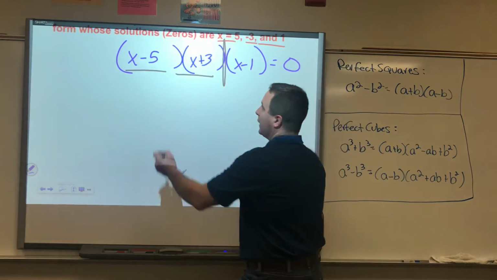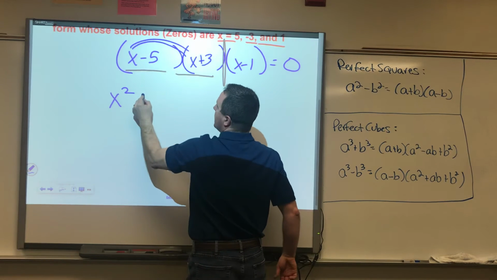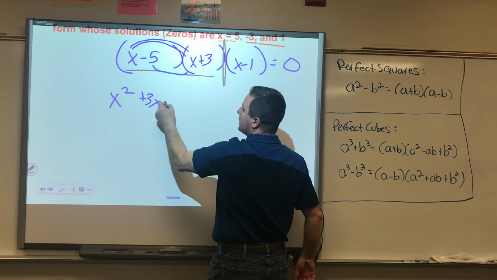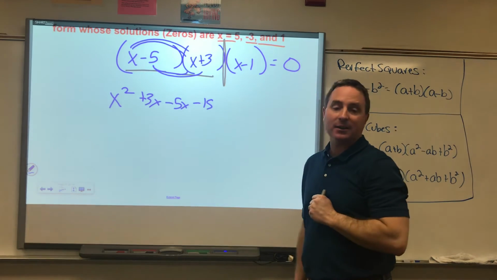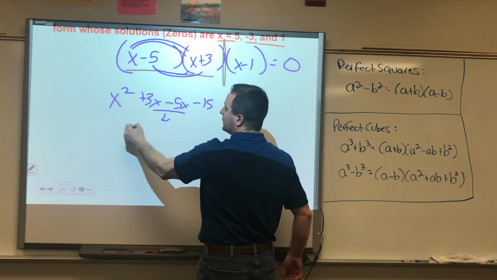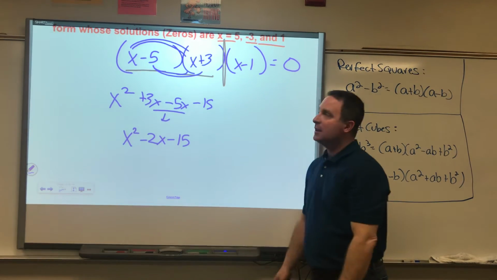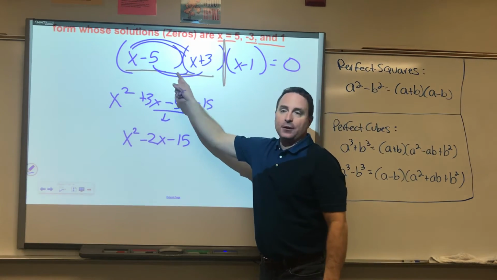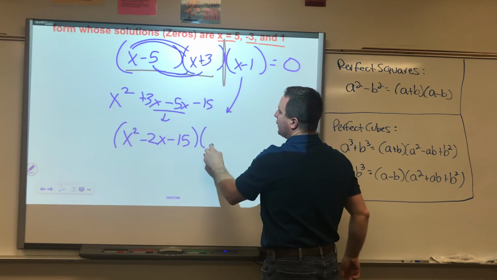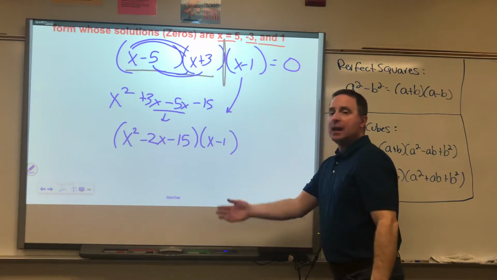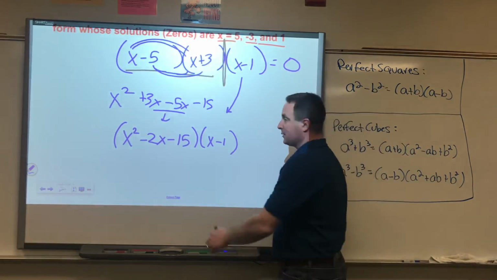If I FOIL, I'm going to get x squared plus 3x minus 5x minus 15. I'm going to do this kind of fast. If I combine my middle terms, that's x squared minus 2x minus 15. Now that's what I get when I multiply the first 2 together. I now have to take that times the third one, x minus 1, and multiply that together. It's really just more FOILing, to be honest with you.